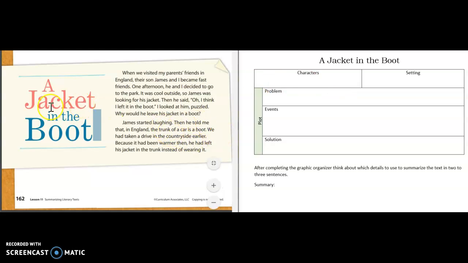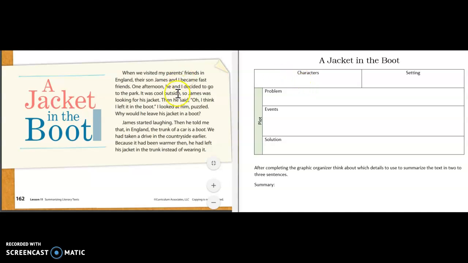So let's get started. This is "A Jacket in the Boot." When we visited my parents' friends in England, their son James and I became fast friends. One afternoon, he and I decided to go to the park. It was cool outside, so James was looking for his jacket. Then he said, "Oh, I think I left it in the boot." I looked at him puzzled. Why would he leave his jacket in a boot?